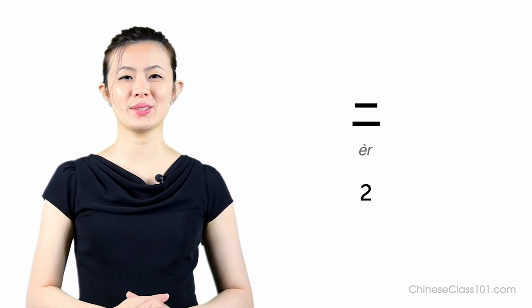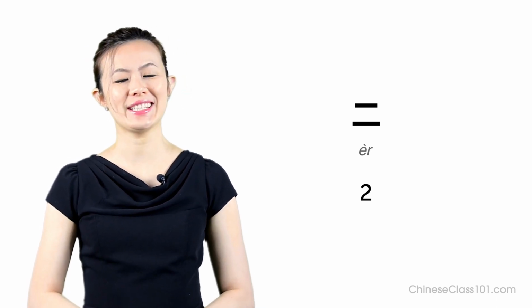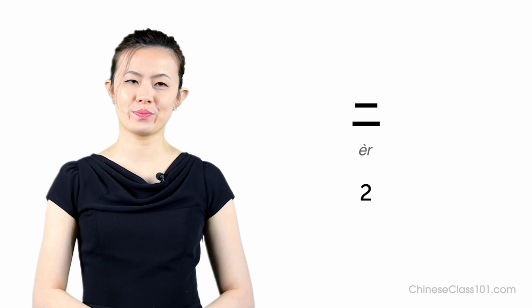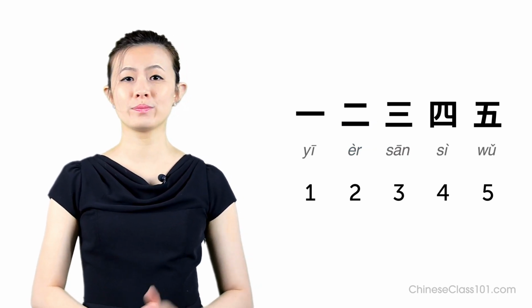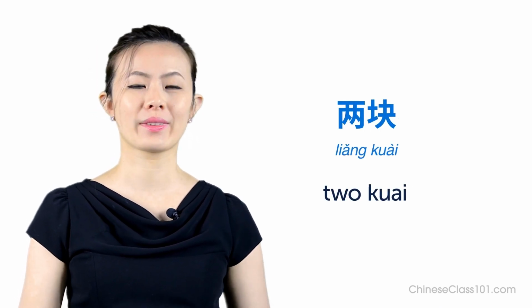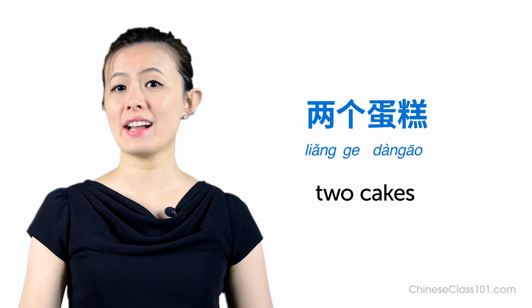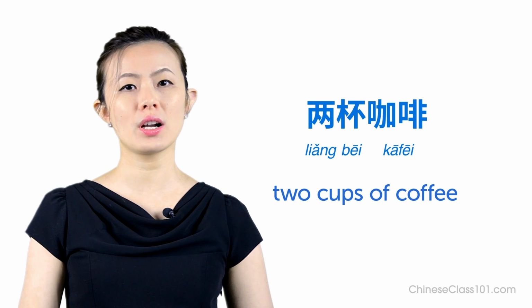There are two ways to say the number 2. When used to represent the number 2, such as in counting or a phone number, the number 2 is pronounced as R. For example, 1, 2, 3, 4, 5. When used to express quantity, use 两 plus a measure word to say 2 of something. For example, 2块, 2个蛋糕, 2 cakes, 2杯咖啡, 2 cups of coffee.